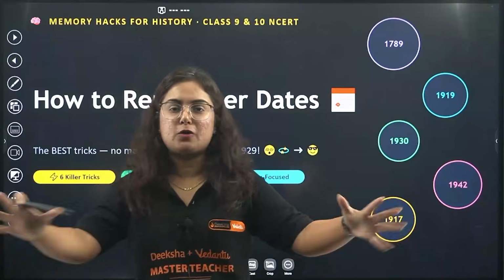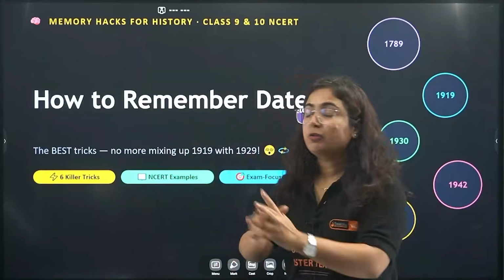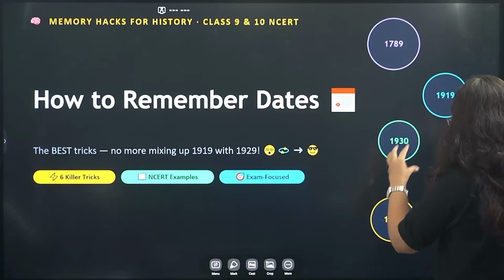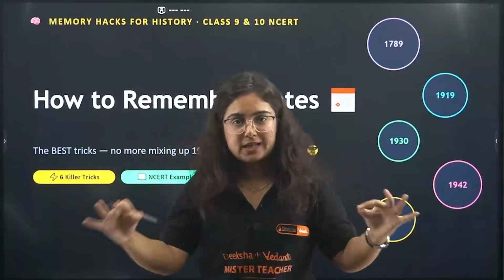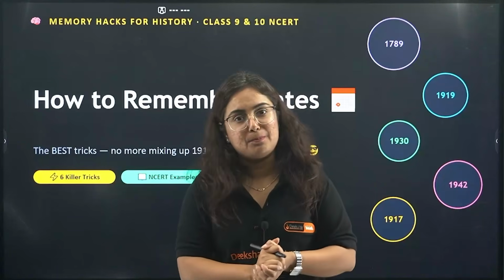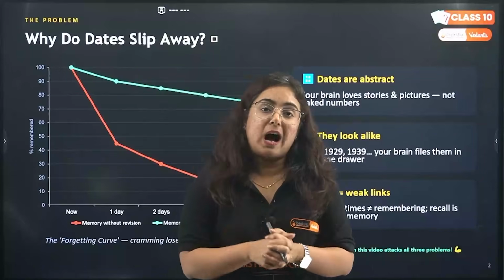Without wasting much of your time, because half yearly is around the corner, we will directly talk about how to remember those dates: 1789, 1919, 1930, 42, 17. Beta, there are 6 killer tricks that can help you retain those dates in your mind. We will start first with what are the problems you are actually facing.